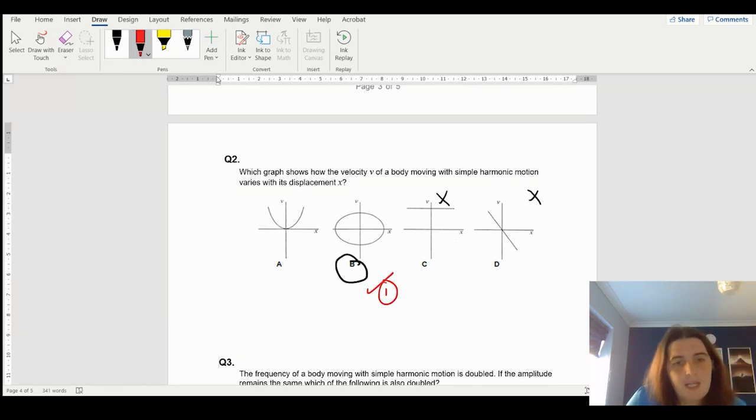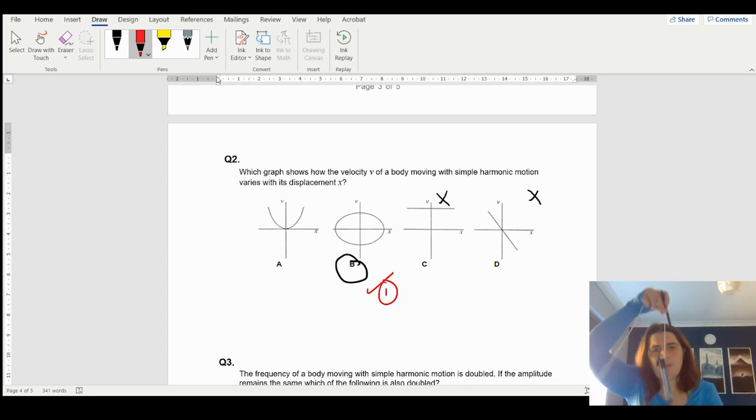This one here actually just shows that you have zero velocity when you have zero displacement. So it's saying that when I'm in the center, I have no velocity, which makes no sense.